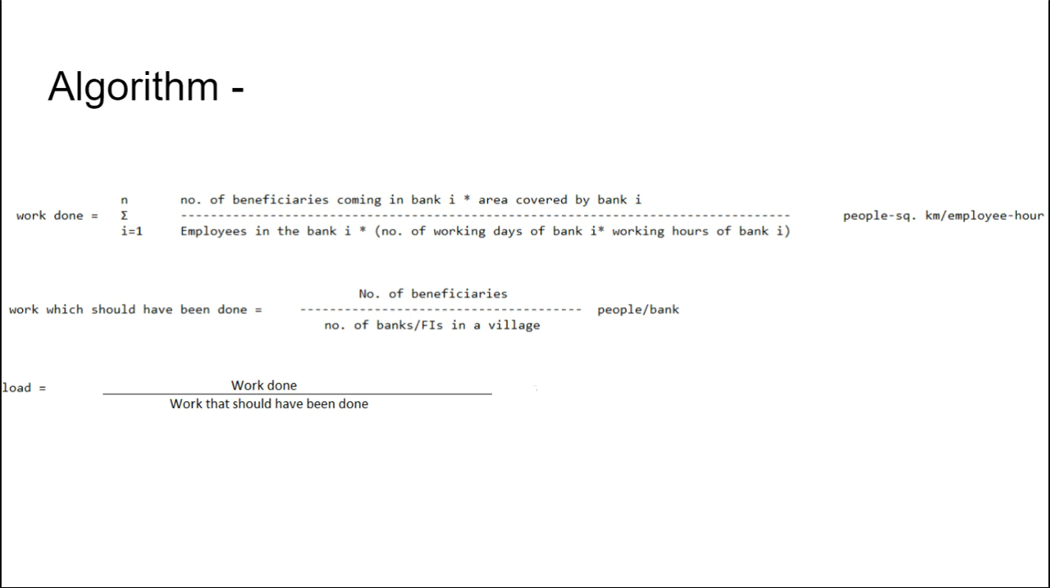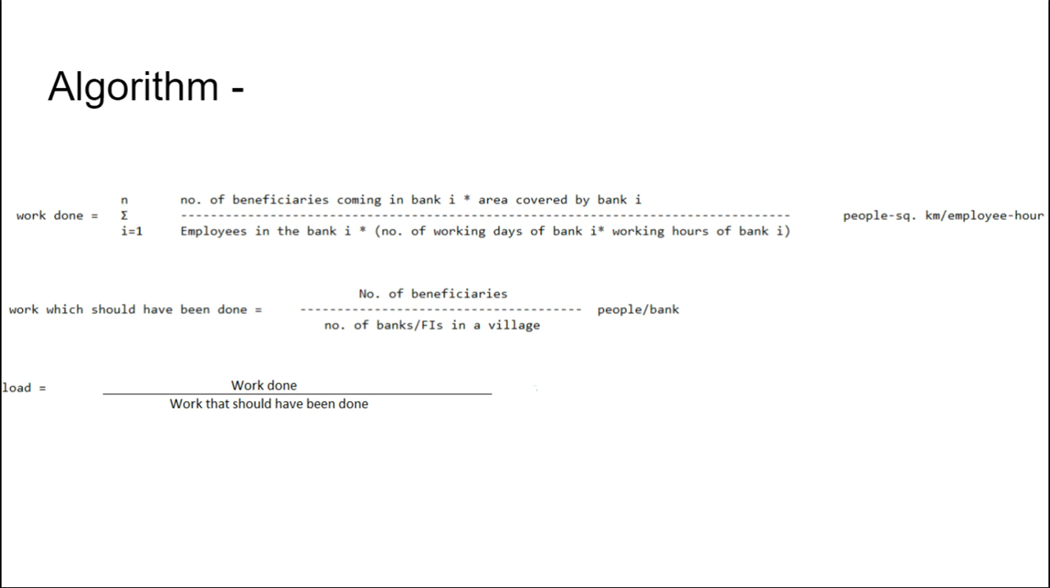So, for visualization of area-wise load, first we must determine a formula to find out load. According to my algorithm, load can be defined as work done divided by work which should have been done. We can clearly see that as the work done increases, the load increases, and as the work which should have been done decreases, our load increases.